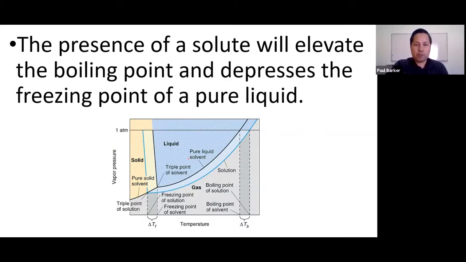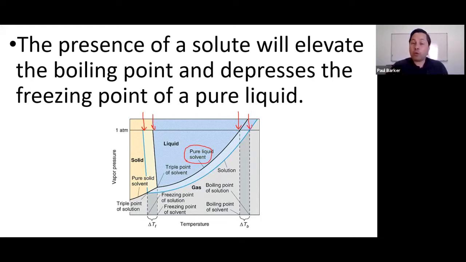In this phase diagram you see here, the black line represents just pure water, and it is labeled right here, pure liquid solvent. What adding a solute will do is expand the liquid section. So notice that this line, where it used to be here, has now moved to the left. So it has depressed the freezing point, and the boiling point here at 1 atm, the normal boiling point, has now been moved over here. So it has elevated the boiling point.